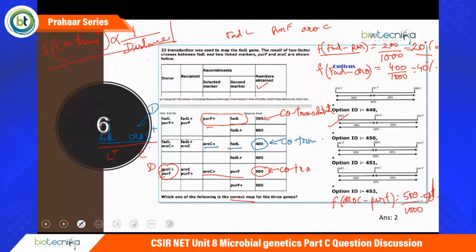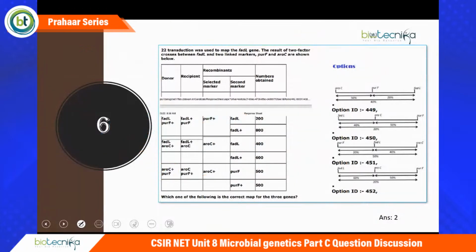Okay, where FAD, I will just clear it all out. So answer will be, this is option 1, 2, 3, and 4. So option number 2 will be the answer. Where FAD and PER at the maximum distance, okay, 20% co-transduction between them. Arrow is present in the middle, okay, although in the map it is not showing correctly, but arrow will be present little closer to PER. Okay, why? Because the co-transduction frequency is higher here. Okay, and then the co-transduction frequency between arrow and PER is 50%, FAD and arrow is 40%.